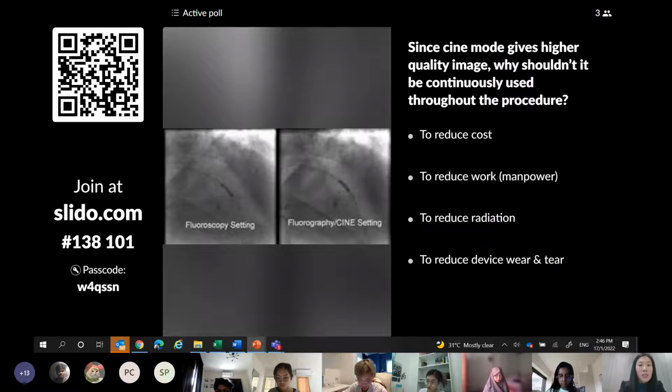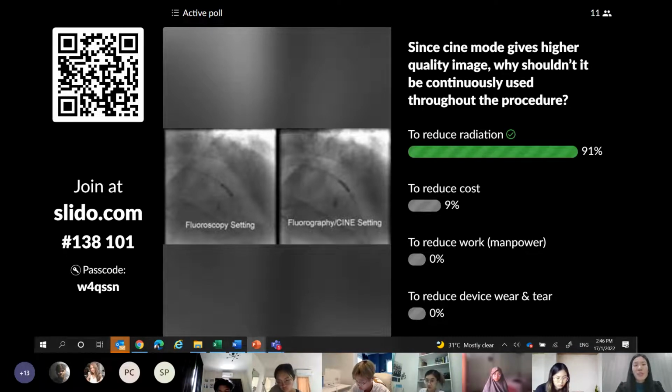So in the image here, on the left is the fluoro setting, and on the right is Cine. So with Cine, you can see definitely more details, darker images. So it adds some value to the doctor, but they don't use Cine very commonly actually. The more common one is fluoro angio. So yeah, I think everyone got it right. The intention of using fluoro generally is basically to reduce radiation. You know that a higher quality image takes a higher pulsed X-ray.